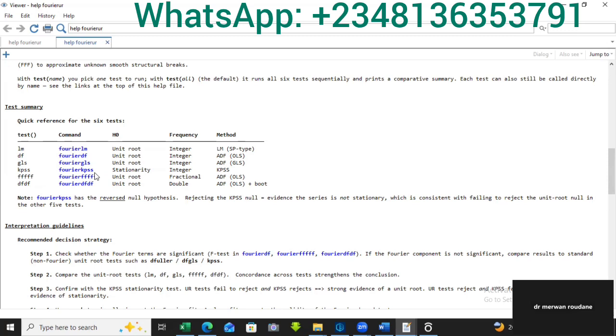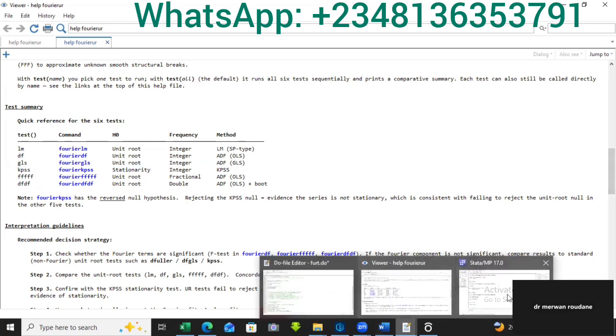That has stationary as its null hypothesis. You can see here it is written that this Fourier KPSS has the reverse null hypothesis. Okay, so you can take your time to read on this. So let me go back to the do file.